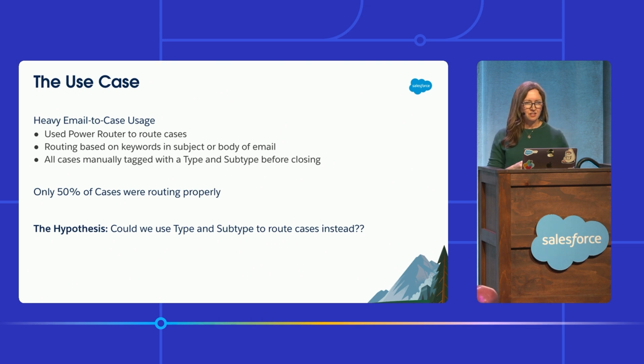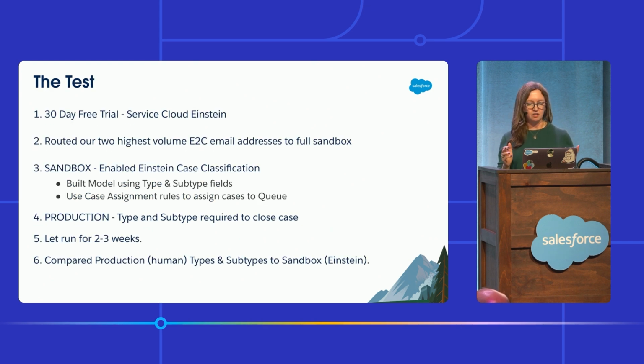So I started thinking, we had all this type and subtype data. We'd been collecting it for years. We were using it for reporting, but I wanted to find out if there was a way we could use that to do routing. And then we got a trial of Service Cloud Einstein, and I stumbled on Einstein Classification. The documentation in Salesforce Help is literally like 2 pages. There's very little information out there on it.